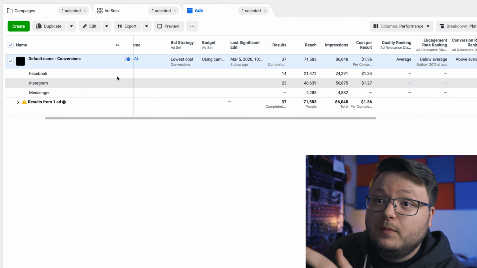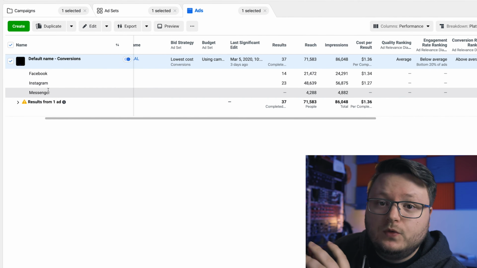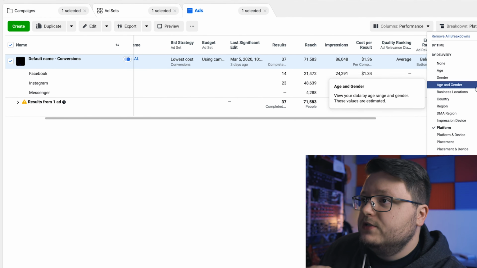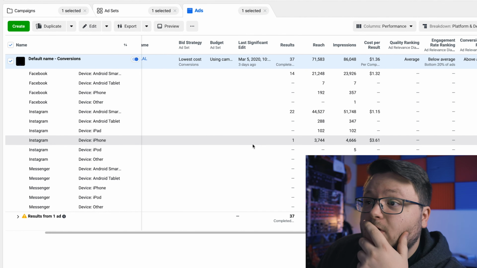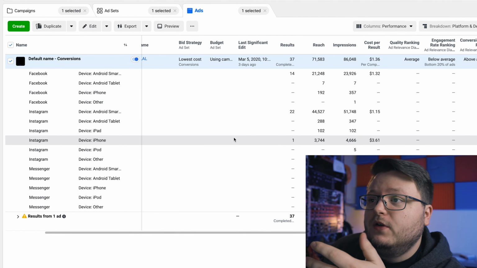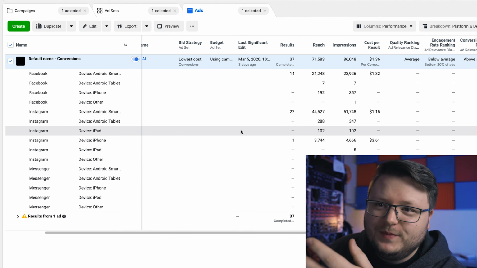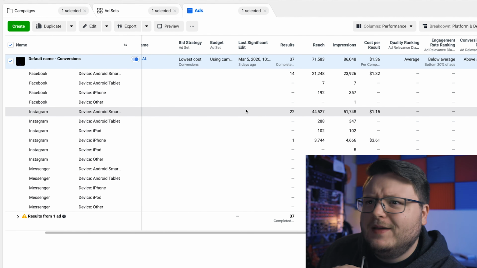Now we could even go as far as to look at platform. We could exclude Facebook stories and Messenger stories and just focus on Instagram stories. And we can also see here that iPhone users are pretty much not clicking on the ad at all, for whatever reason. That's pretty typical, I found. Android tends to get better results for whatever reason. So you could focus on Android smartphones for Instagram.